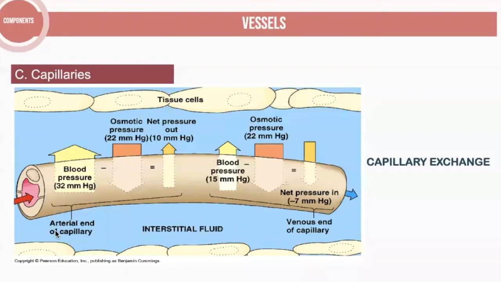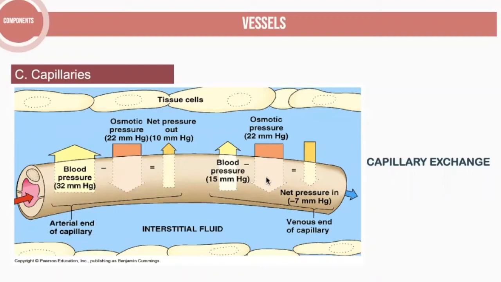In the arterial end of the capillary, so that is the portion of the capillary that's connected to the arteries, ultrafiltration occurs. So in this end, since hydrostatic pressure is higher than osmotic pressure, you can expect that the net movement of water is out of the capillary. With this net movement, it's actually leaving the filtered blood within the vessel.